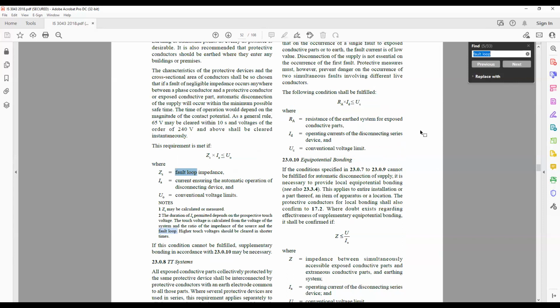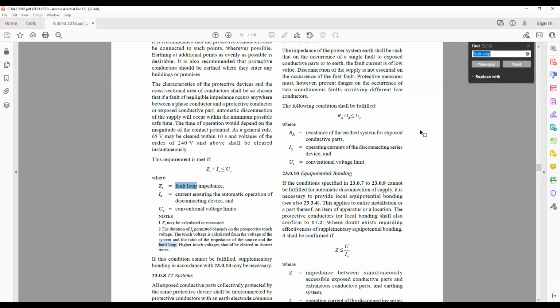See here the calculations of fault loop has come into picture. ZS into the current which is acting the switchgear shall be lesser than the touch voltage. Now you can find a lot of explanations in this particular standard. Now if you wanted to find out how this is applied in a circuit, you can go to IS 732, 1989 version or the latest 2019 version.